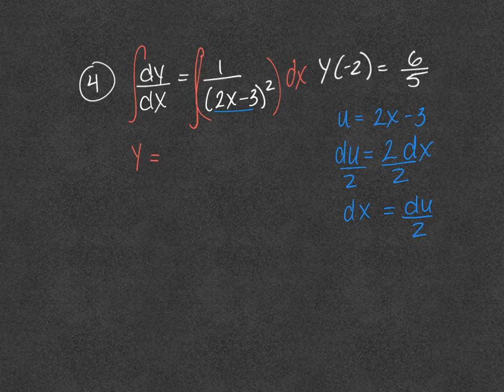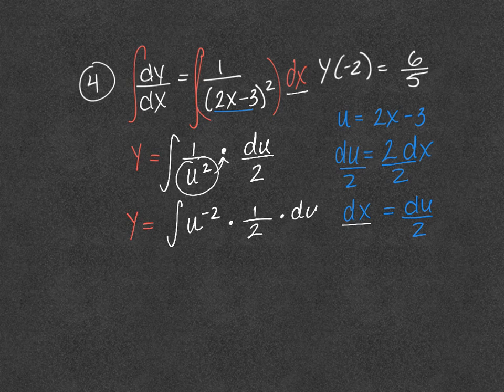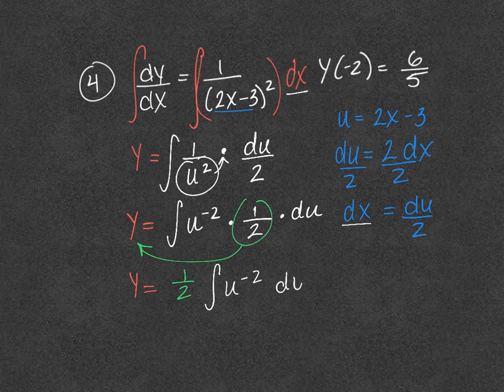So let's go ahead and plug it back into our equation. So I have the integral of 1 over u squared, and dx is now du over 2. So if I write this out nice and neat, I have y equals the integral. I'm going to bring this upstairs. U to the negative 2 times technically a 1/2 times a du. And I think you can kind of see that. Now I can pull this outside, right? So I have y equals 1/2 times the integral of u to the negative 2 du.